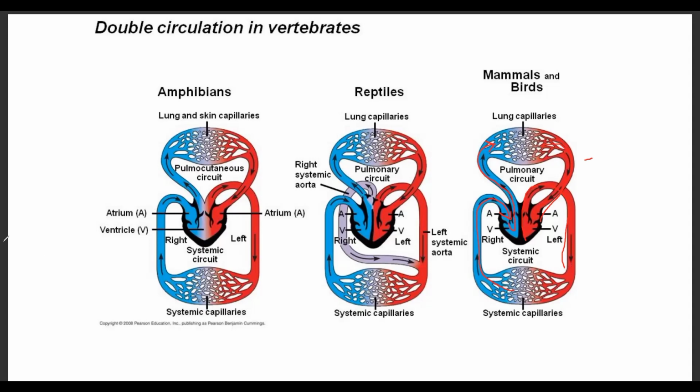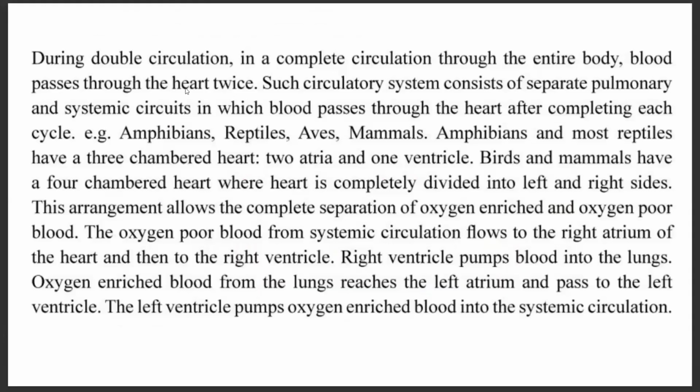Right. Now we'll go through the lesson note. During double circulation, in a complete circulation through the entire body, blood passes through the heart twice. Such a circulatory system consists of separate pulmonary and systemic circuits, in which blood passes through the heart after completing each cycle. Amphibians, reptiles, aves (we can call them birds), and mammals, right? They have this double circulation.